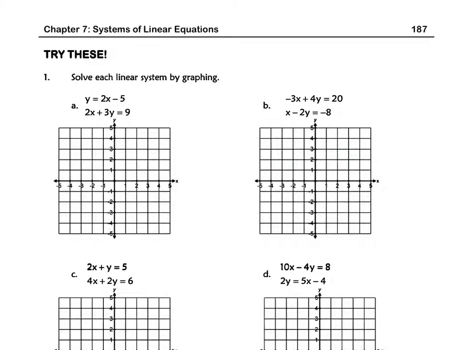All right, so these are ones now for you to try, but we'll do them together. So this one is slope. The first one is already in slope-intercept form, the slope is 2, and the y-intercept is negative 5.